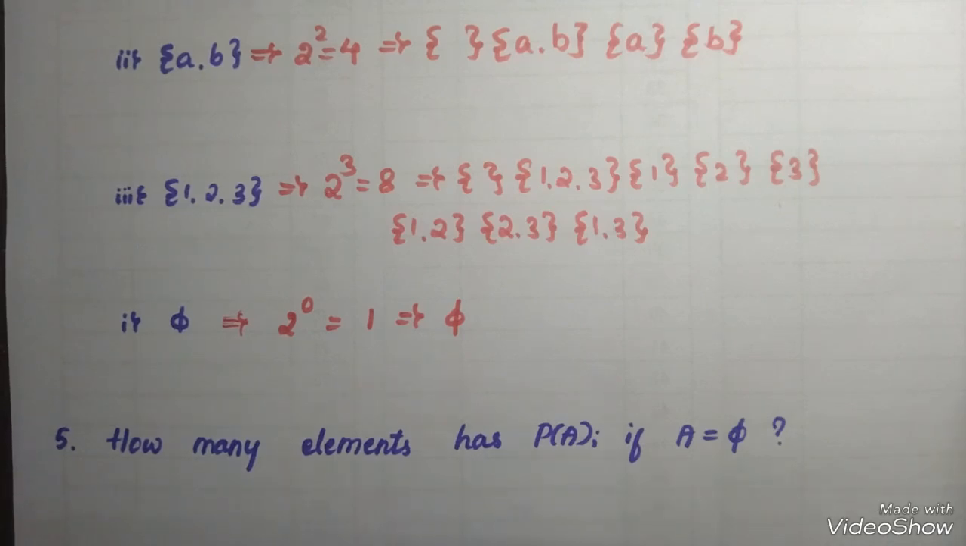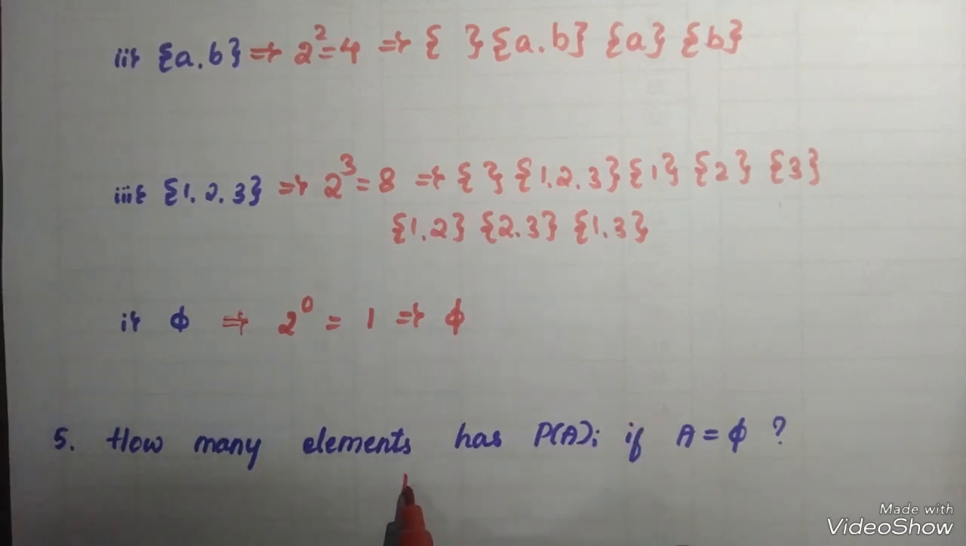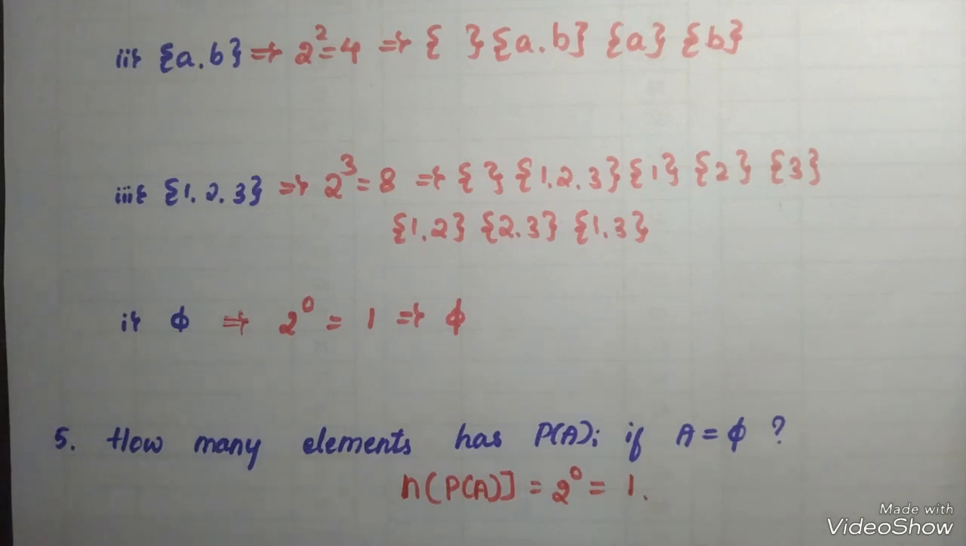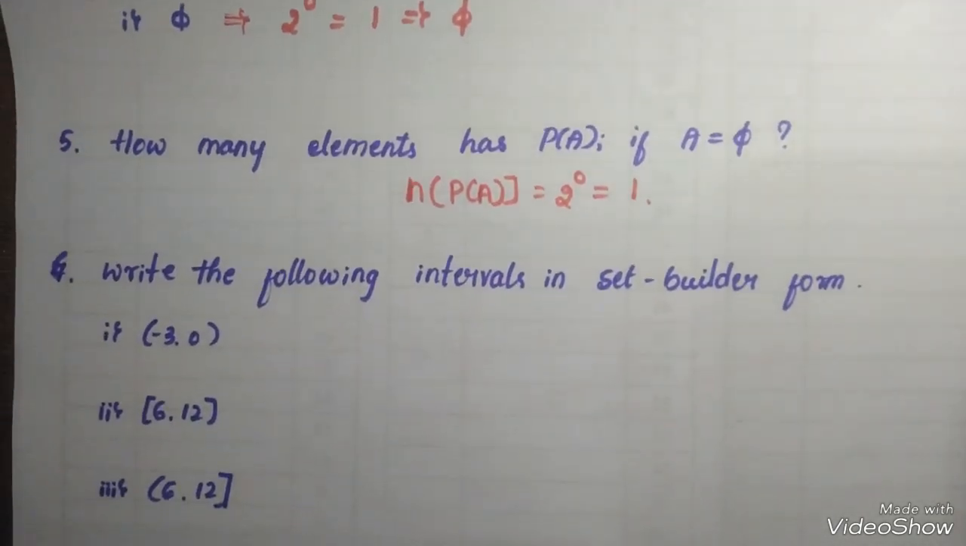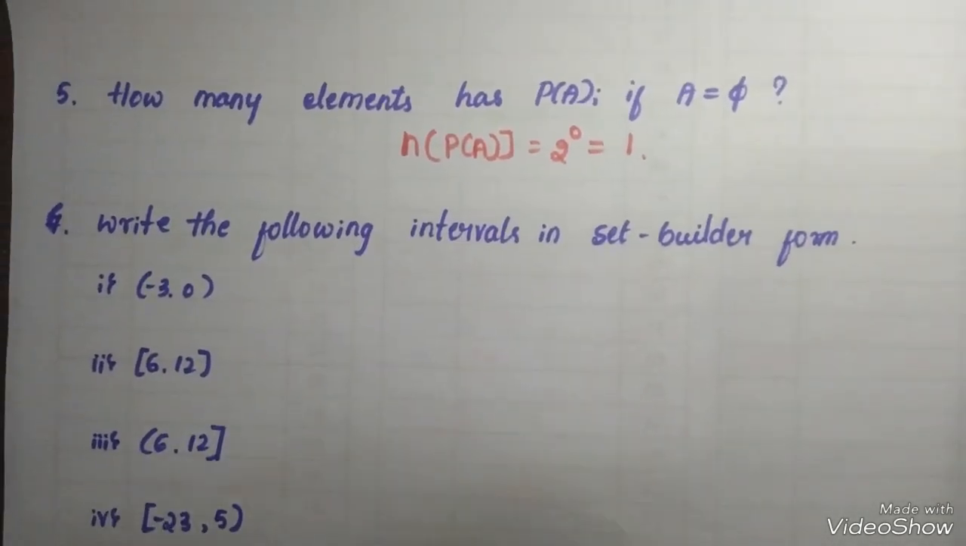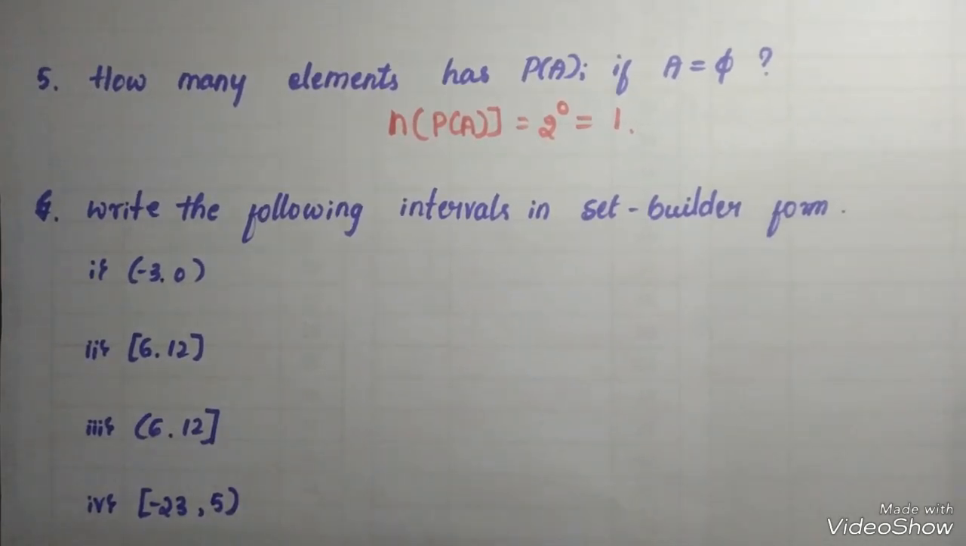Okay, then question number 5. How many elements has the power set of A? If A has no elements, it means how many elements has the power set of A? Power set of A has only one element, because n of power set of A is equal to 2 to the power 0. Therefore, it has only one element. Then, write the following in set builder form. Okay, set builder form. They have given a condition, we have to write the set builder form.